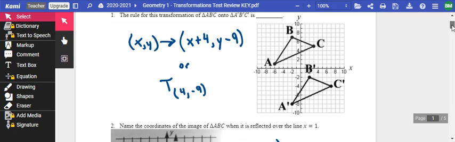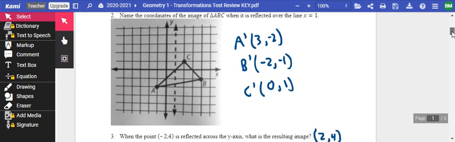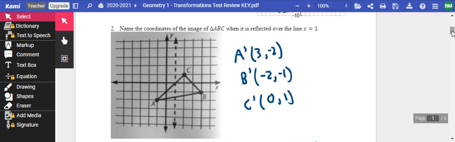That's what they mean. Number 2, what is happening when we reflect over x equals 1? I'm literally taking C, and it's 1 away to the right, so I have to go 1 away to the left. B is 3 away to the right, so I have to go 3 to the left. A is 2 away to the left, so I have to go 2 to the right. So I get A prime is (3, negative 2), B prime is (negative 2, negative 1), C prime is (0, 1). There were no formulas I could look up for these. I literally had to count how far things were away. You can only use formulas when they're on the axes or y equals x or y equals negative x.